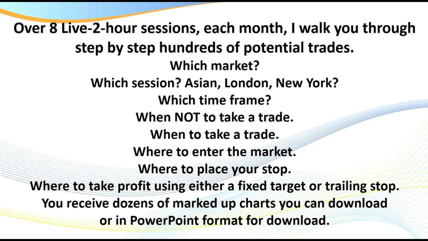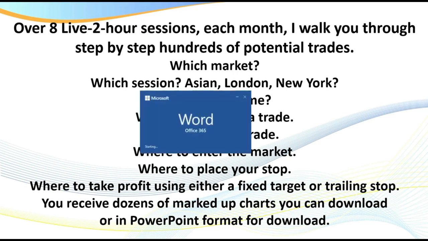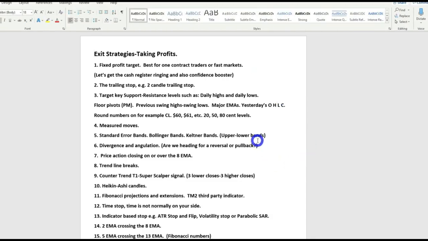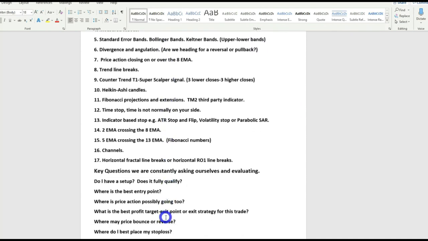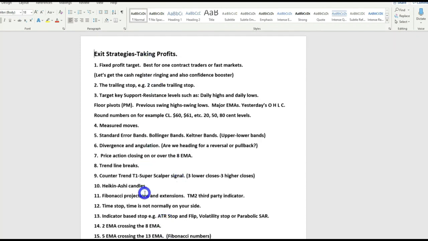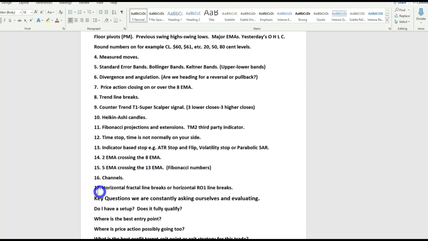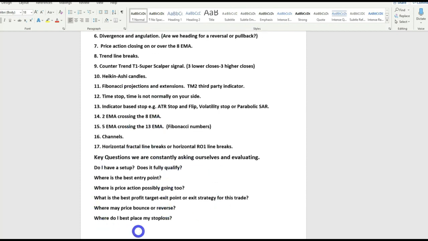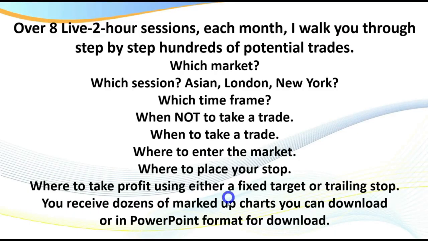Now, I'll just quickly show you this little cheat sheet. Where is it? Here we go, exit. One of the handouts you get, for example, and that I teach you, is exit strategies, taking profits. In my live coaching, I'm teaching you all the different ways of taking profits. If you're trading one contract, you start off with a fixed profit target, and over a period of time you'll discover which is the best one for you. There's a whole range of different ways of taking the trades.